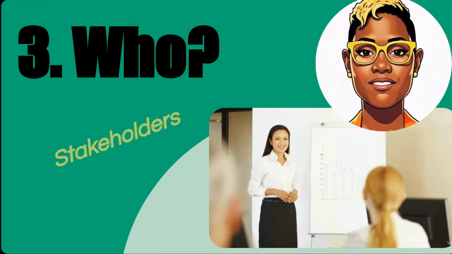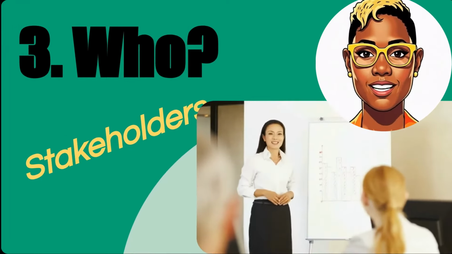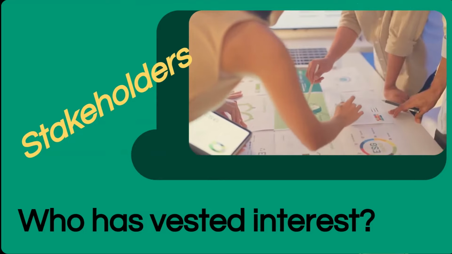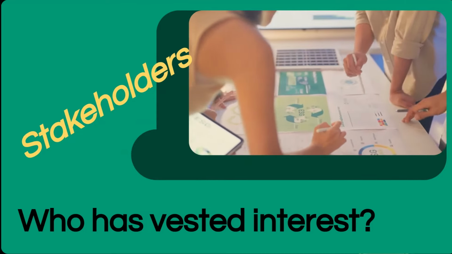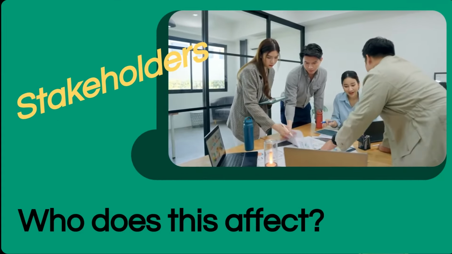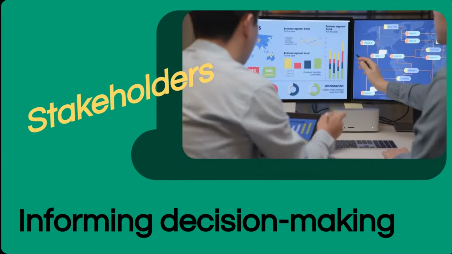The third question is the who. Identify all stakeholders with a vested interest, including anyone directly or indirectly affected. Understanding who is impacted helps you create solutions that are relevant and accepted. Consider the critical decisions each stakeholder faces and how your project outcomes can inform their decision-making.